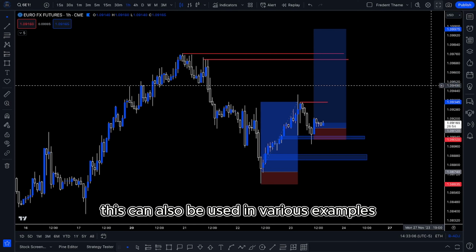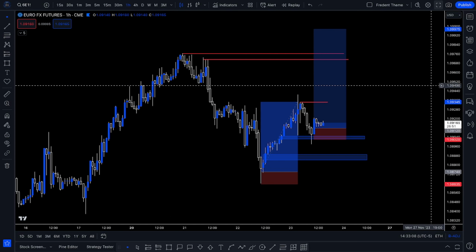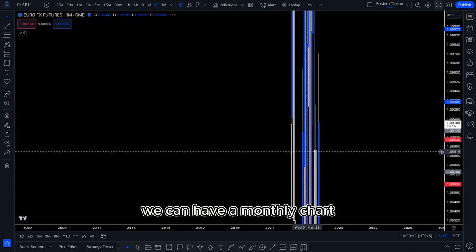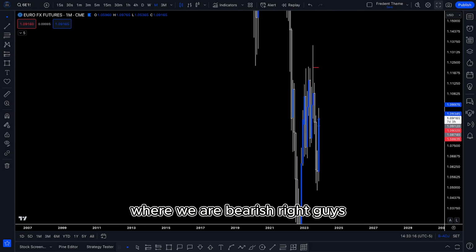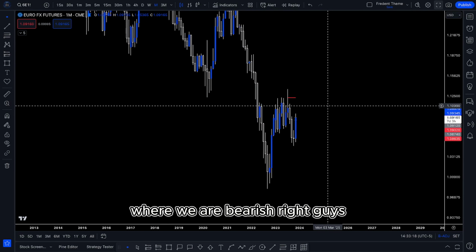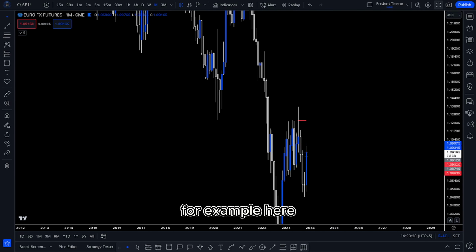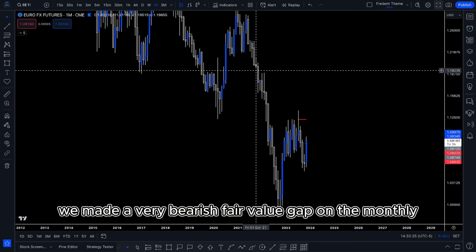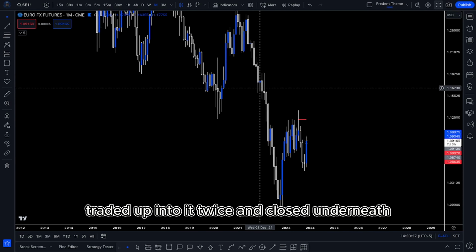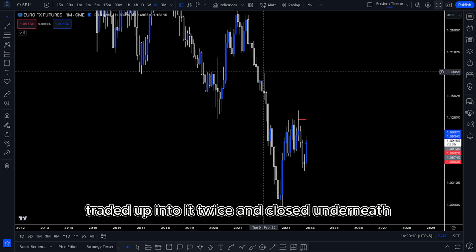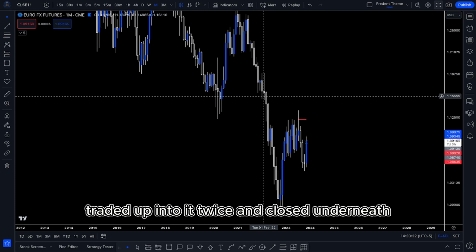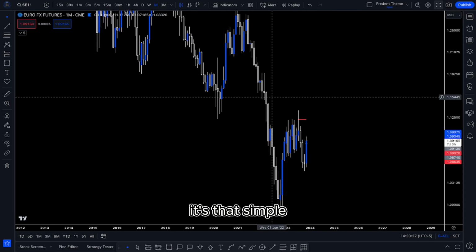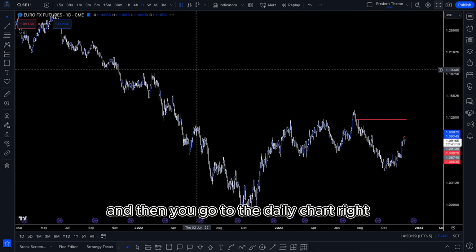This can also be used in bearish examples and stuff like that. So for example, we can have a monthly chart where we are bearish, right, guys? For example, right here, you can see that we are bearish. We made a bearish fair value gap on the monthly, traded up into it twice, and closed underneath. That gives us a bearish order flow. It's that simple. And then you go to the daily chart, right?